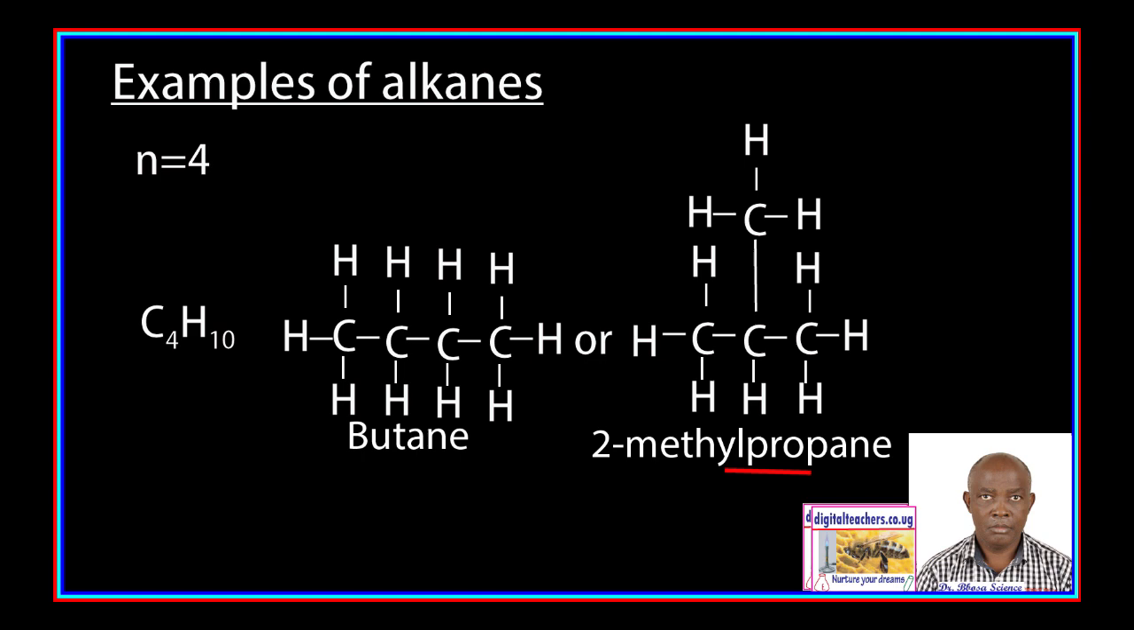In the second compound, carbon is bonded to a carbon, is bonded to a carbon, and a methyl group forms a branch from the second carbon. Then each carbon atom is bonded to hydrogen atoms to form 4 bonds around it. The name of the compound is 2-methylpropane.